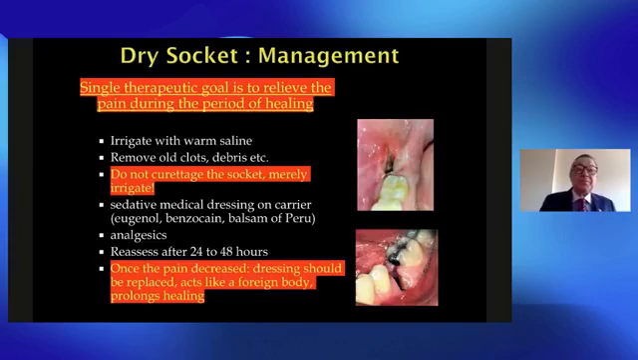What should we do? The main, and I think the only and single therapeutic goal is to relieve the pain of the patient during the healing. It will heal. As long as the patient doesn't have any comorbidities, it will heal. So we will only irrigate it. We may remove some old blood clots, some debris, but we don't curette it anymore. That's the old school way.